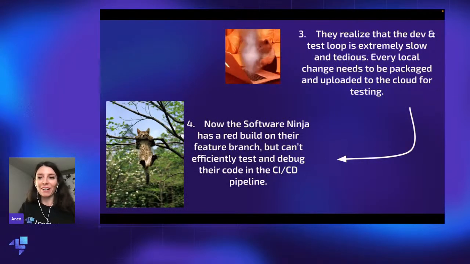Even sooner they find out that the dev and test loop is extremely slow and tedious because every local change needs to be packaged and uploaded to the cloud for testing. And I would say that sometimes this would discourage testing because everything is so slow, you just focus on development, right? At a certain point, the software ninja has a red build in their feature branch. And they can't efficiently test and debug their code in the CI/CD pipeline. We're going to touch a little bit on this topic a little later towards the end.